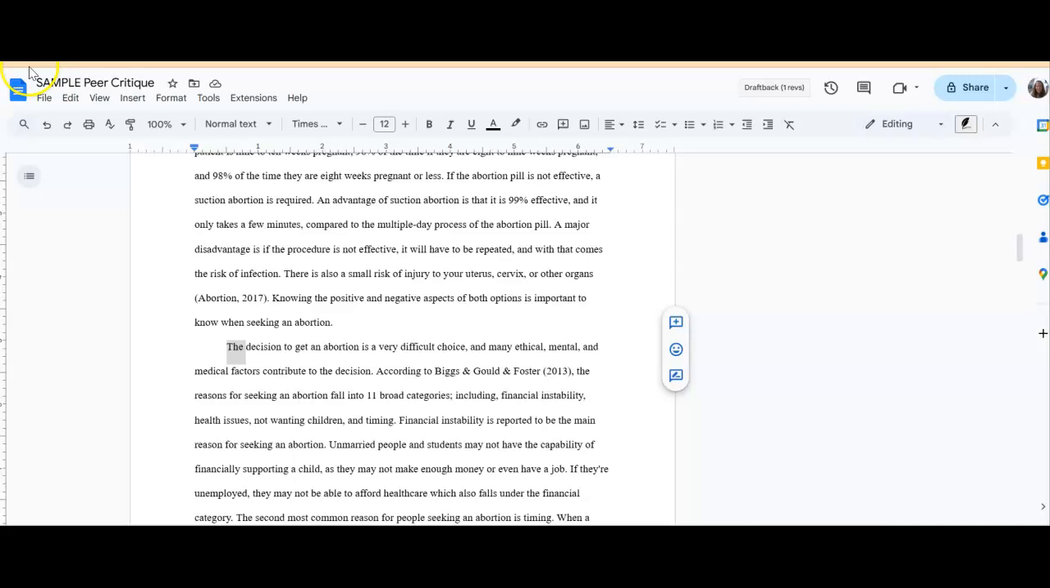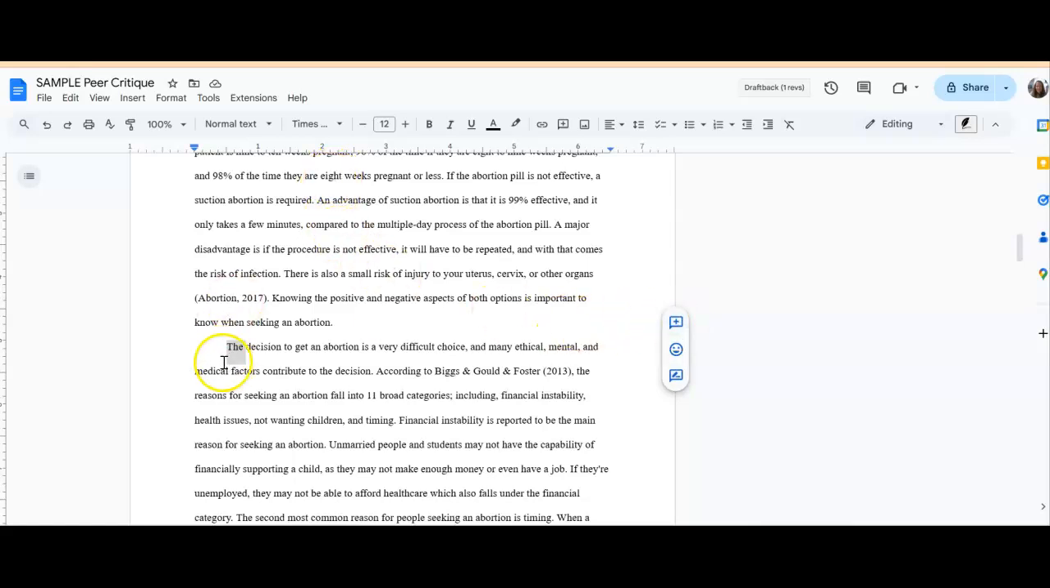So then next, we're going to focus on critiquing. All right, so critiquing the focus. So my critique really has to do with kind of a transition here between the talk of the medical part to the talk of ethical, moral kind of dilemmas. Because that kind of happens right here, so they go from small risk to your uterus, cervix, and other organs to kind of how someone goes about making the decision to get an abortion, right?